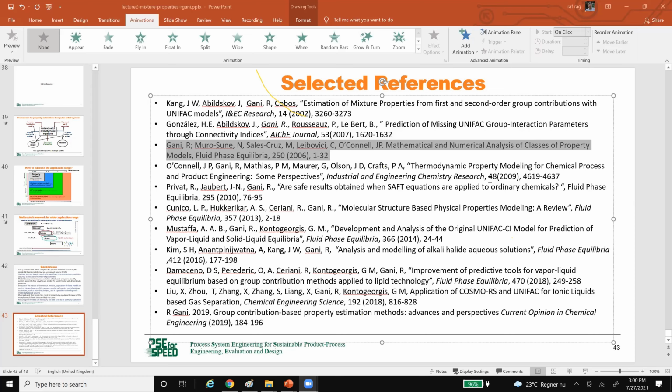Okay. Any other question? Are there any cost-free databases where we can access experimental data to validate thermodynamic property models? I didn't understand the first part. Can you repeat the question? Are there any cost-free databases where we can access experimental data to validate thermodynamic property models? I see. Cost-free.